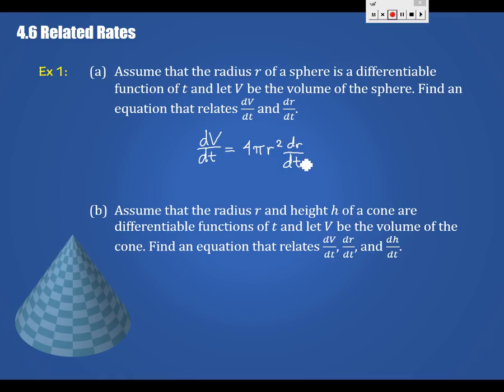Part B. Let's do a different problem here. This is interesting. We got like 3 things going on maybe. Sounds exciting. What we need maybe before we even get into this problem: assume the radius r and height h of a cone are differentiable functions of t, and let V be the volume. I think we're going to need the volume formula for a cone. By the way, maybe you just know it off the top of your head.